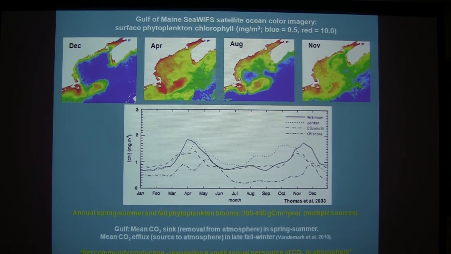So this is all a function, of course, of the amount of CO2 being drawn down by phytoplankton primary productivity. And if you integrate this over the year, which I won't show you all of, it's in Vandemark et al., 2010, the net community production, that is production minus respiration, gives us essentially the result that the Gulf of Maine is a small net source region of CO2 to the atmosphere.